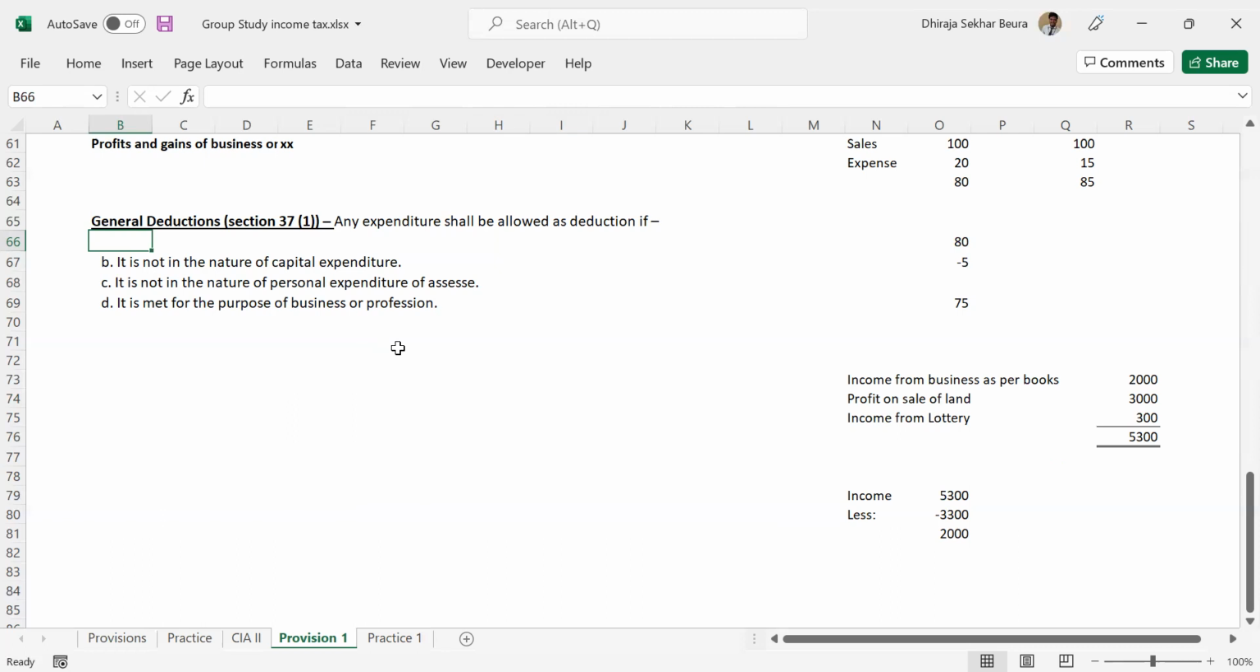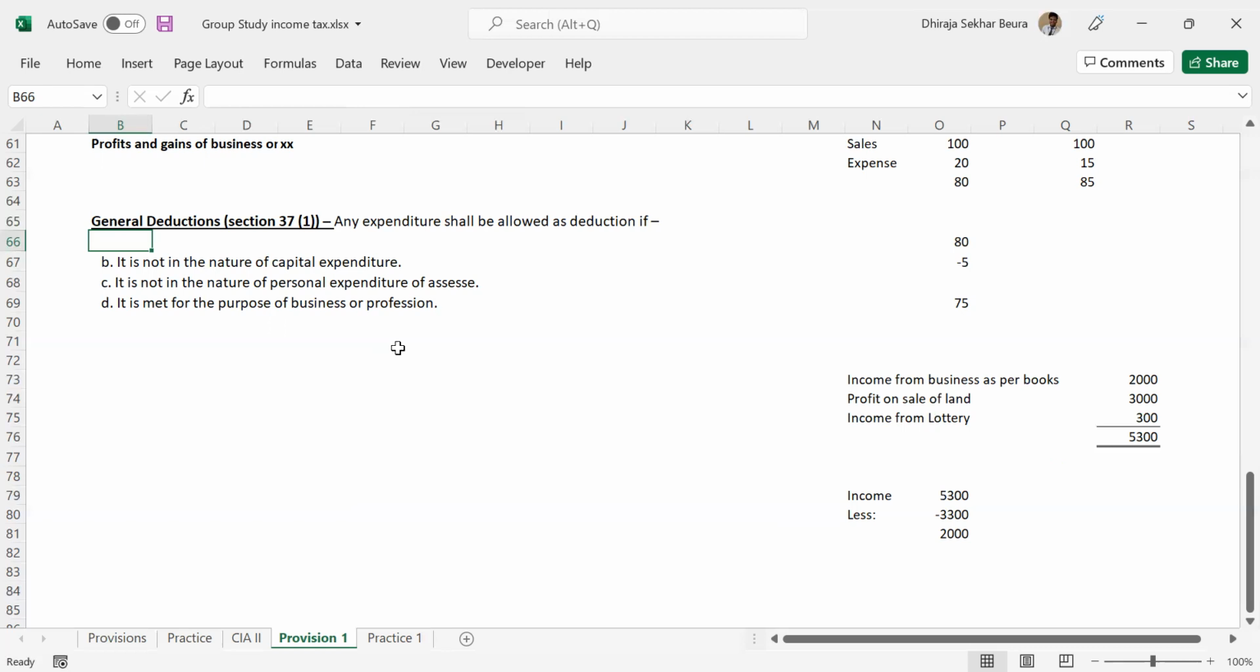It is not in the nature of personal expenditure. Isn't it obvious? I'm going for a personal trip and I'm charging that expense to the business income. Straightforward, the income tax officer will add back that expense, saying that you won't get the benefit of it. You're going to pay tax for that much amount. It is met for the purpose of business or profession. The purpose of the expense should be business or profession only. The purpose should not be something else.